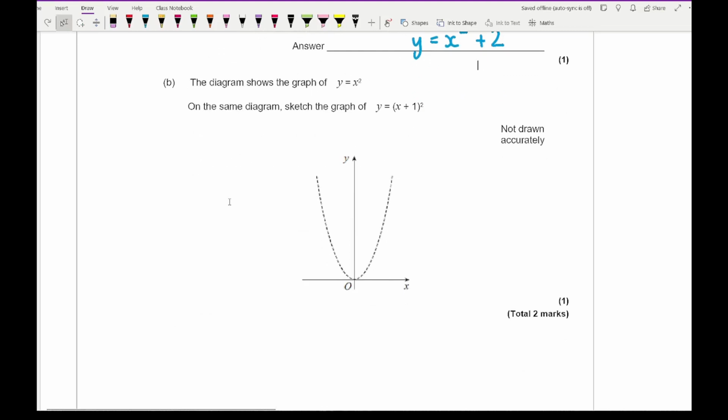Now moving on to B, it says the diagram shows the graph of y equals x squared. On the same graph, sketch x plus 1 squared.